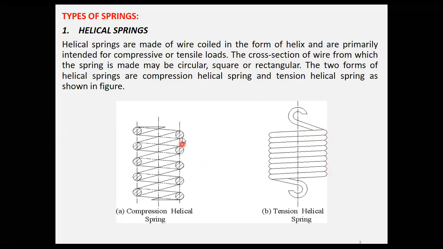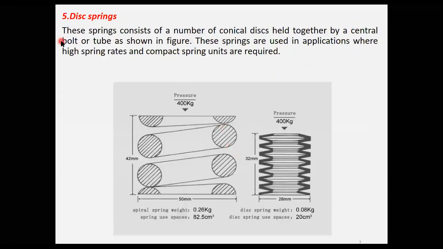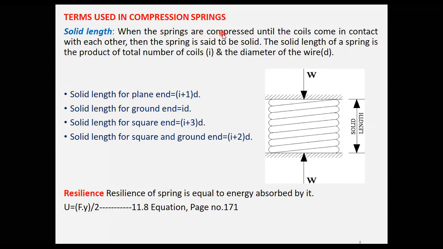Here you can see that the space is there. This is called pitch. When you compress it, both coils will come in contact with each other. From that, you can measure the solid length. You can see the definition: the spring is compressed until the coils come in contact with each other. Then we call it a solid spring, and if you measure that length, it is called the solid length.